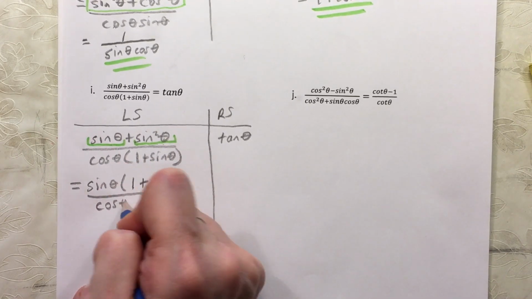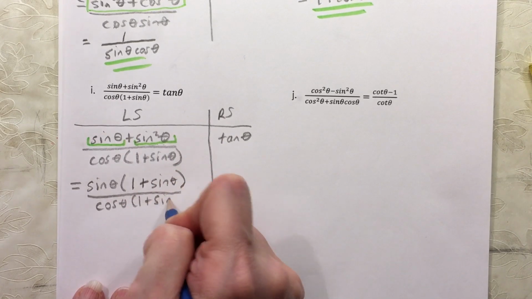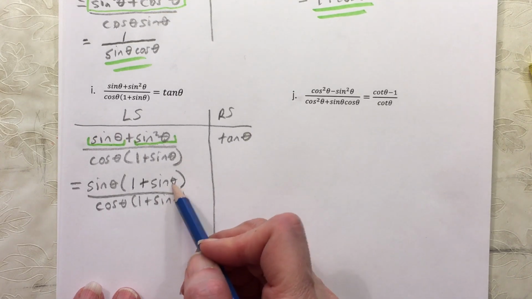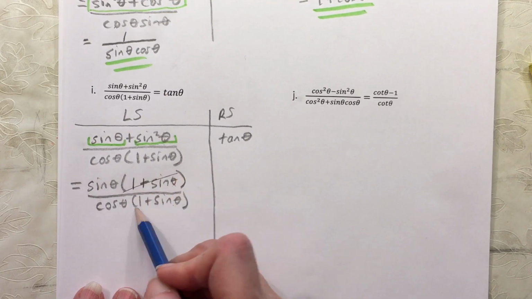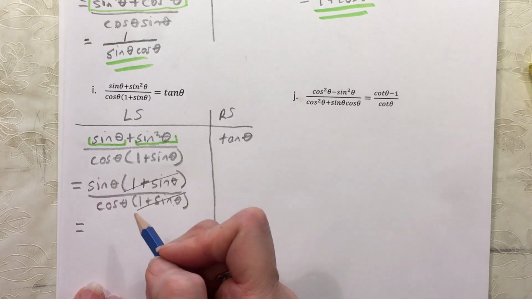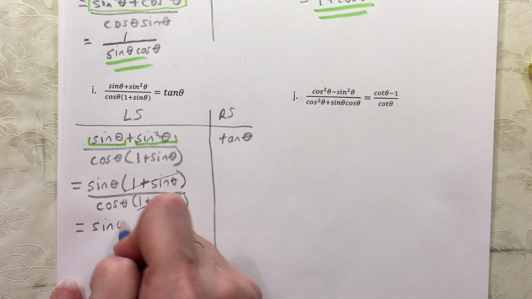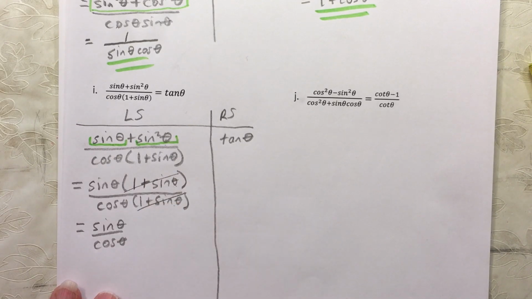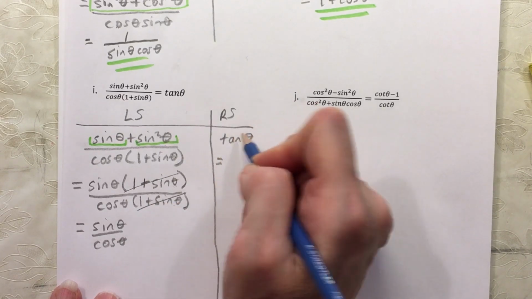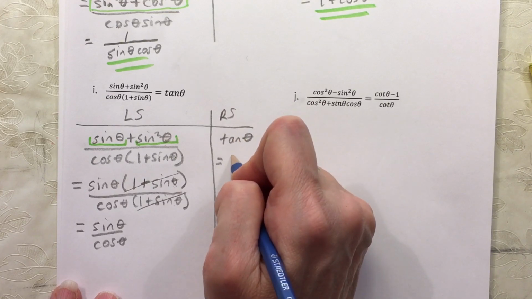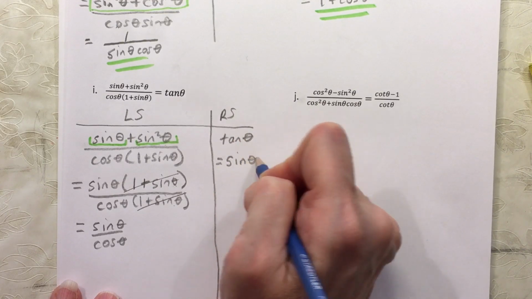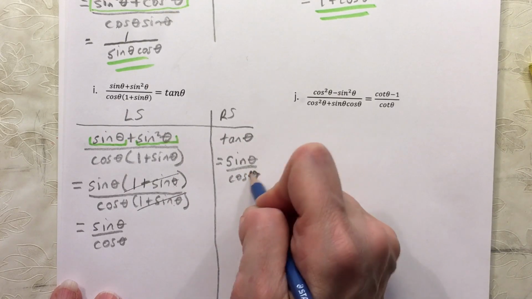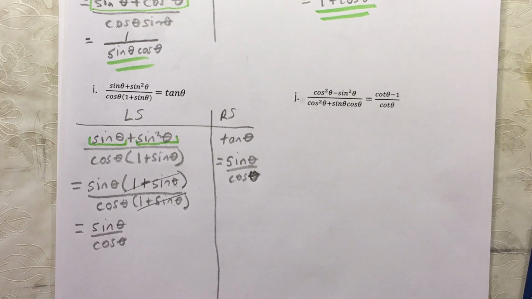And over cos theta times 1 plus sine theta. And then all of a sudden, it becomes really clear that these 1 plus sine thetas can divide out. So we're just left with sine theta over cos theta. And then if we look on the right side, tan theta, the bridging identity is that tan theta is equal to sine theta over cos theta. It's one we've been using a lot of. So now we've got the left side and right side equaling.